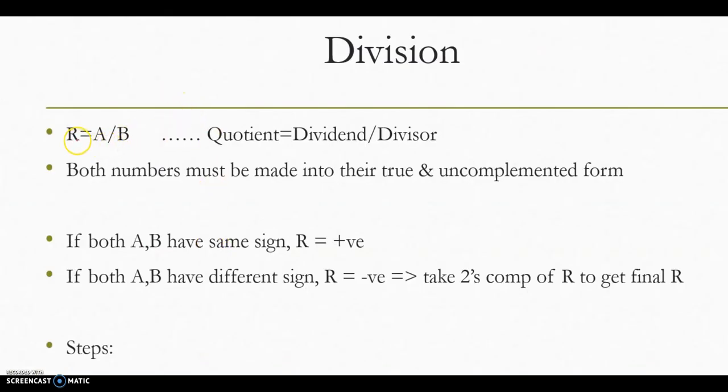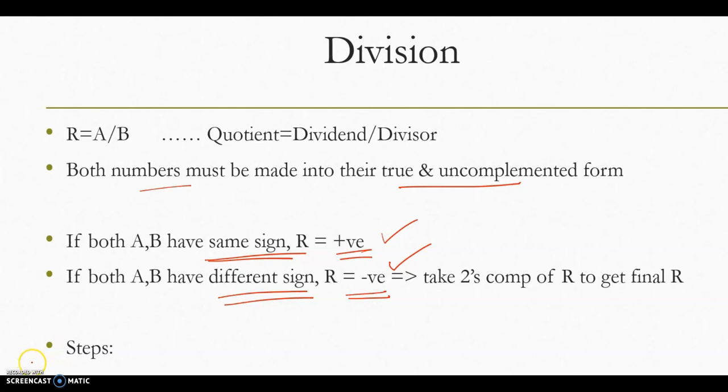How to do division? Suppose I have two numbers A and B and you have to divide A divided by B. A is the dividend, B is the divisor, and what you obtain is the quotient. R is the result of the quotient here. The first thing we need to do is ensure that both the numbers are in the true and uncomplemented form. So if A or B are present as a negative number in the 1's complement or 2's complement form, then you have to convert it into the true or uncomplemented form. Then note the sign, just as we did for multiplication. If both of them have the same sign, then the result is positive. If they have a different sign, the result is negative.